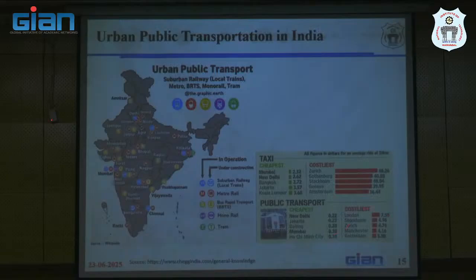If you look at it, the cheapest is Delhi at $0.22, but Rotterdam in the Netherlands is 3.8, and London is 7.5. These are the costs, and these are the taxi costs for cities in India as well as cities in the world. So the operating cost is $2.32 in Mumbai. In Zurich, it is $46.26. So it is very, very much higher than Indian cities.